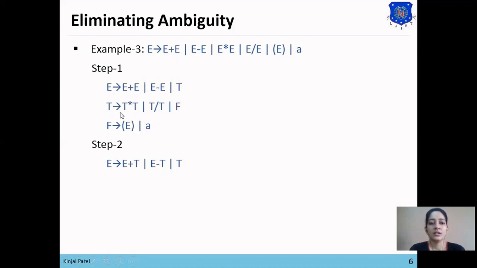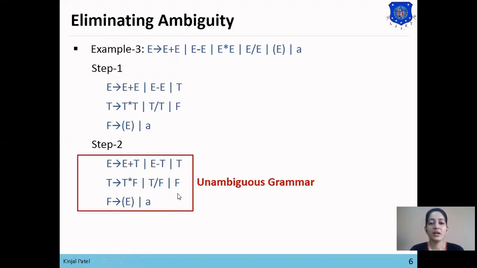Now second level has star and division operator. So star and division are also left associative. So we will block or change the right side of the operator. So our grammar rule will be T produce T star F or T division F or F. And there will be no changes in the third level as there is no associativity issue in the third level. So here is our unambiguous grammar for the third example.